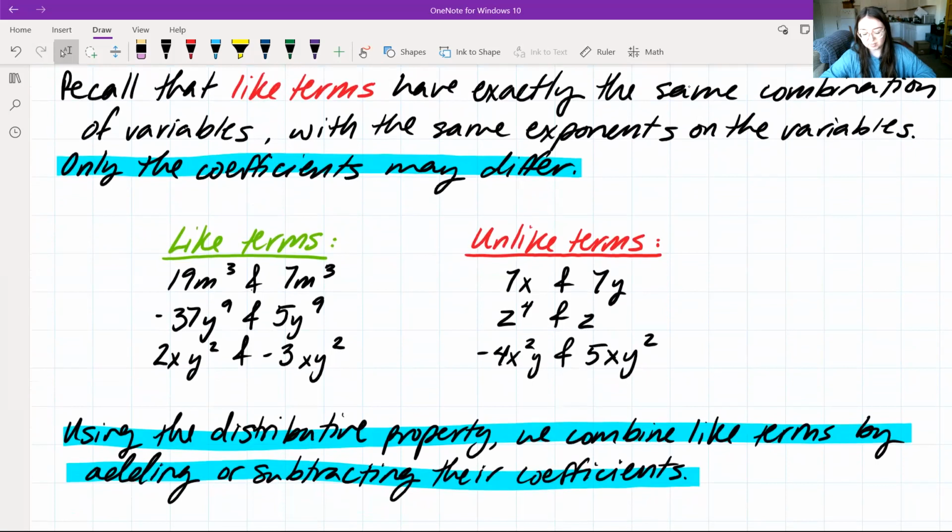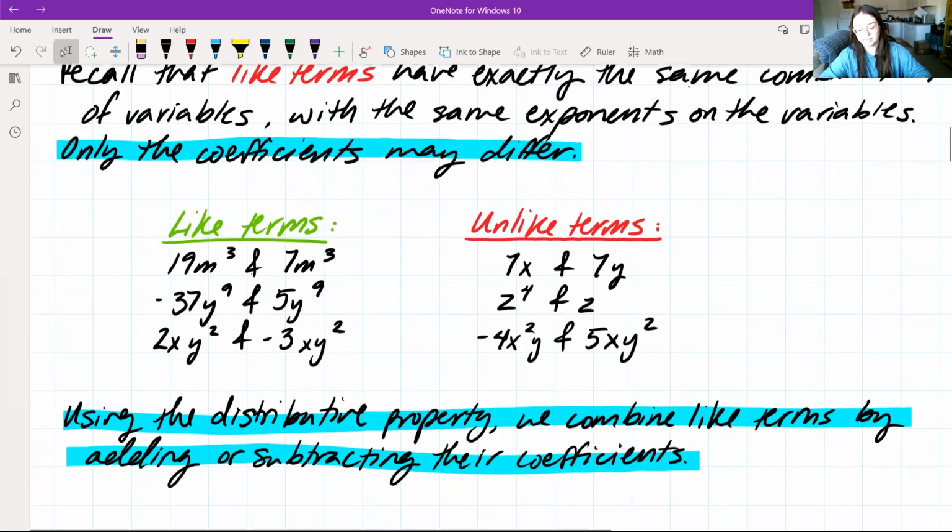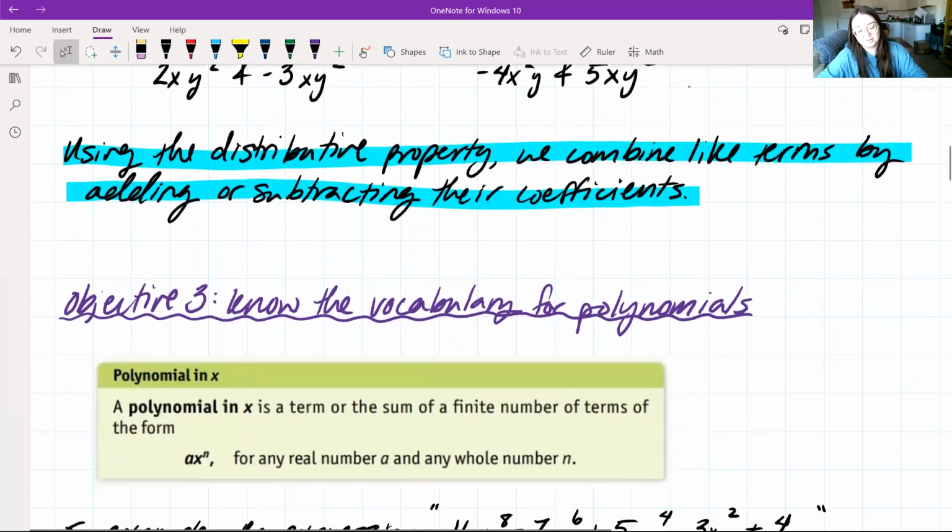So using the distributive property, we can combine like terms by adding or subtracting their coefficients. So if we wanted to add our like terms here, if we wanted to add 19m to the power of 3 and 7m to the power of 3, we would just add 19 and 7 to get 26m to the power of 3. Same would go for subtraction.